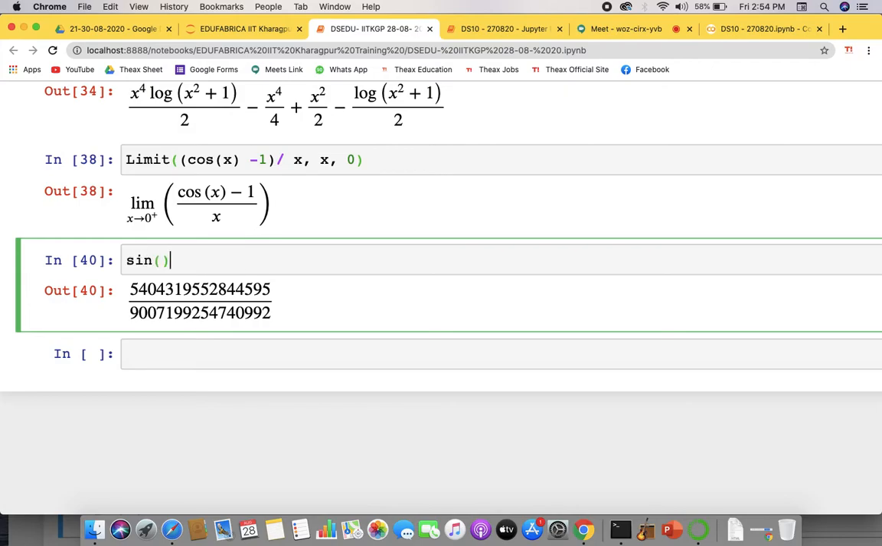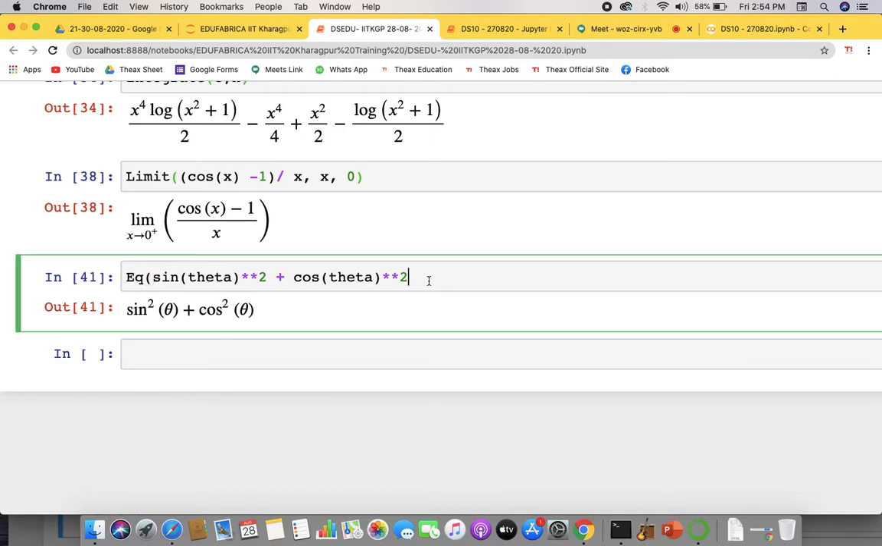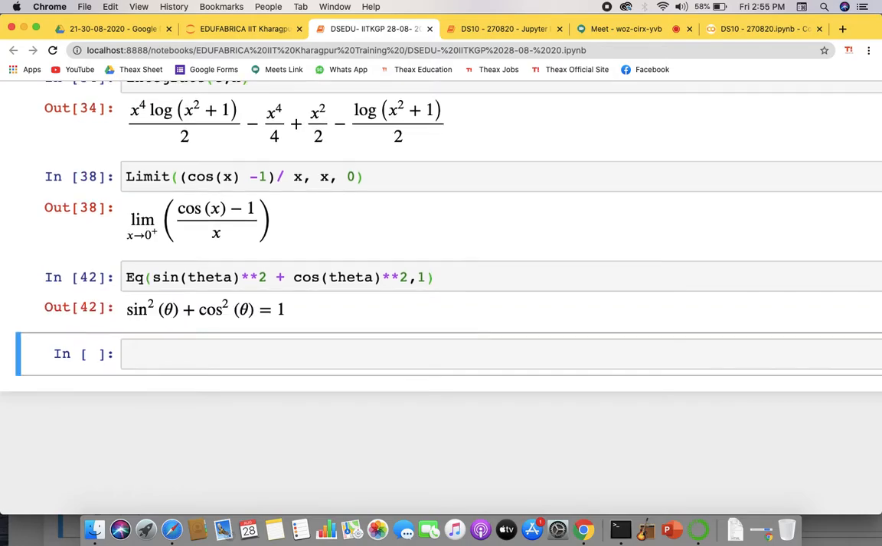We all know that this is sine square theta, and this is cos square theta. So this is exactly an equation, right? And we know that this is equal to 1. So from here we can generate that sine theta will be equal to the under root of 1 minus cos square theta, right? Like for cos theta, you can even write the under root of 1 minus sine square theta.